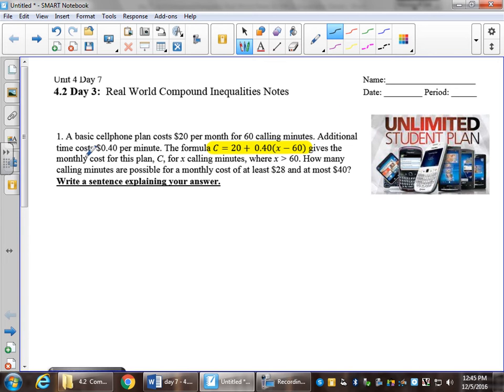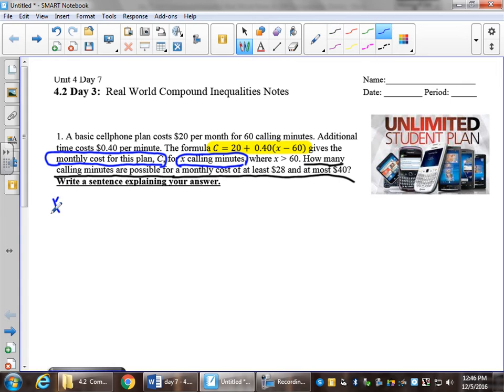This formula gives the monthly cost for this plan, C, and so when you see a variable defined for you, underline that. For x calling minutes, when there's more than 60 minutes. We can also underline our question, or circle the question. Maybe we'll change that up. Let's circle the variables that are given, and underline the question, because we're always working in the same pencil, so that way things look different. Underline the question, circle variables.